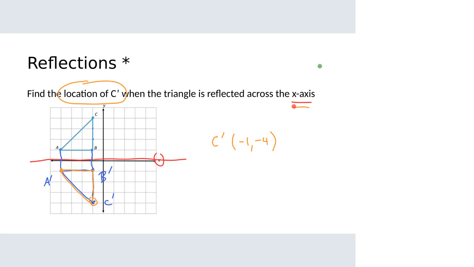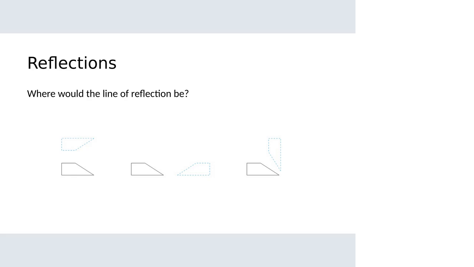Some relatively interesting reflection problems can be like this one. Where would the line of reflection be? So now we're not given a shape and told to reflect it across a line. Instead, we're given an image and a pre-image, and we're asked, where would the line of reflection be? It doesn't really matter which one's the image and which one's the pre-image. I kind of look at this one and think that the solid one is the pre-image and the dotted one is the image after the reflection, but it really doesn't matter.